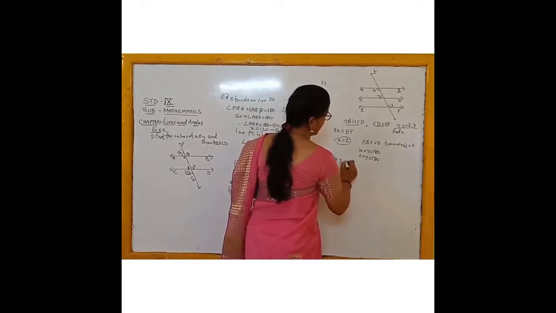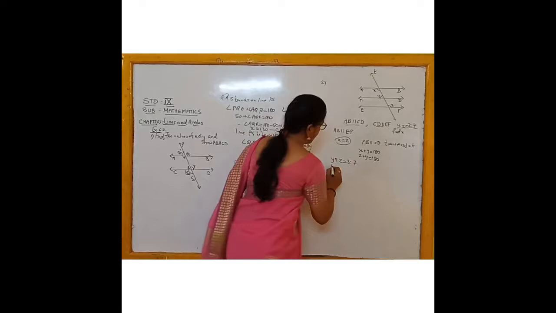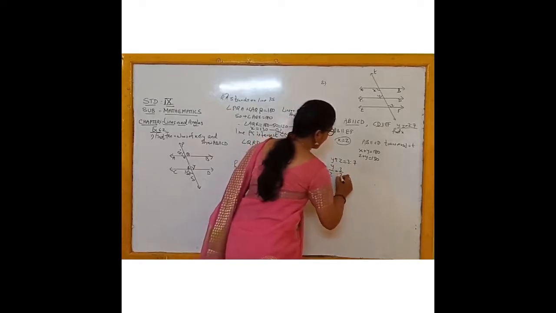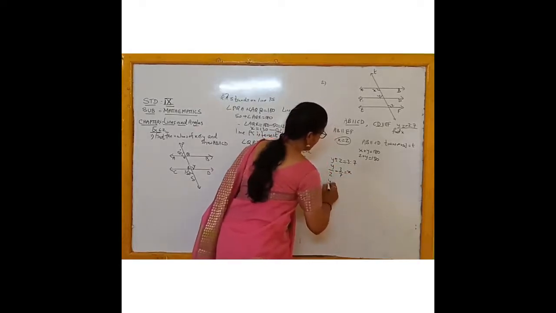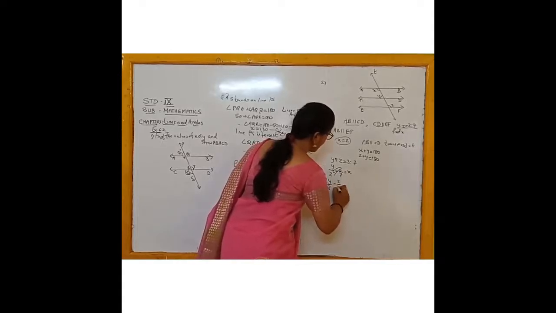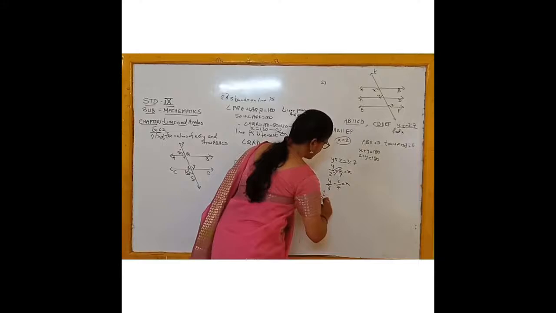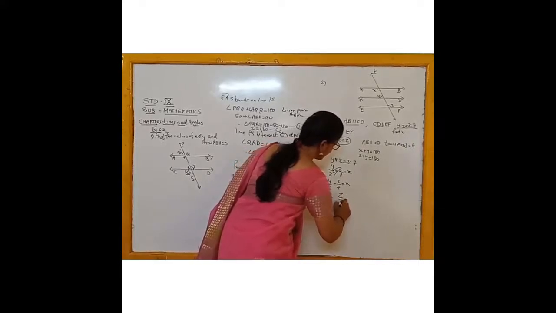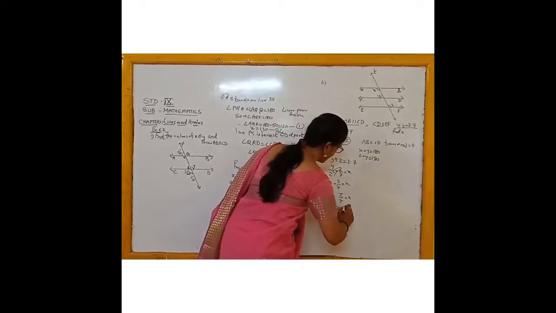Y to Z is equal to 3 to 7. So y upon z is equal to 3 by 7 is equal to x. So y upon 3 is equal to z upon 7 is equal to x. So y upon 3 is equal to x, so y is equal to 3x. Z upon 7 is equal to x, so z is equal to 7x.